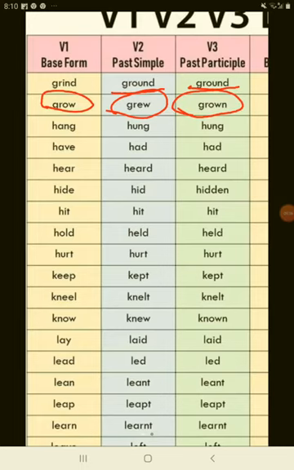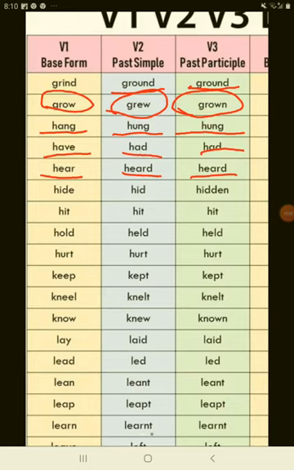Now you look at the base verb hang. So, hang the clothes in the cupboard. How will you change it to past? He hung the clothes in the cupboard, and this does not change even in the past participle. Then you come to have. Have is had and had. Then here, heard and heard. So you have to learn these forms. Only then, students, when you make your sentences, you will make the correct form of the verb.